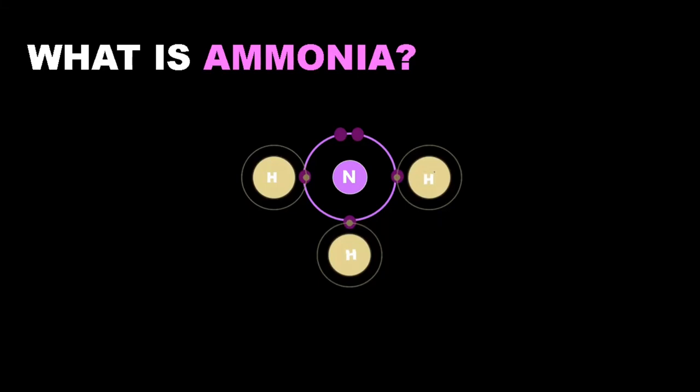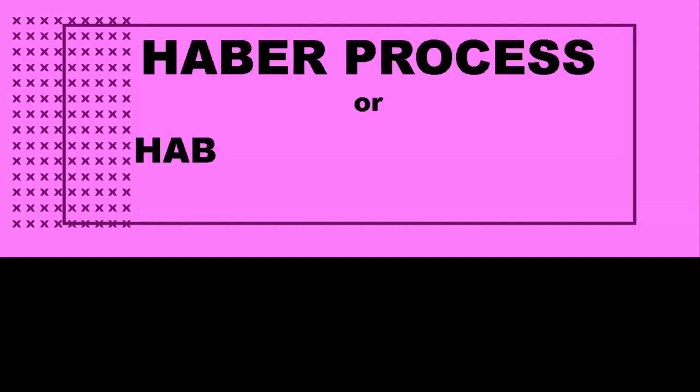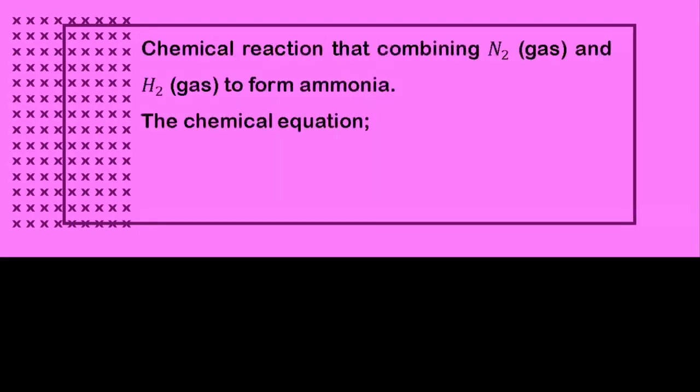Hence, 3 hydrogen atoms each share their 1 electron with the nitrogen atom to form 3 covalent bonds, leaving 1 lone pair of electrons on the nitrogen atom, since both are nonmetals, and make an ammonia molecule, NH3. Now, we are done with the formation of the ammonia molecule. Next, we will study the making of ammonia on an industrial scale, which is known as the Haber process or Haber-Bosch process. The Haber process is a chemical reaction combining nitrogen gas and hydrogen gas to form ammonia.